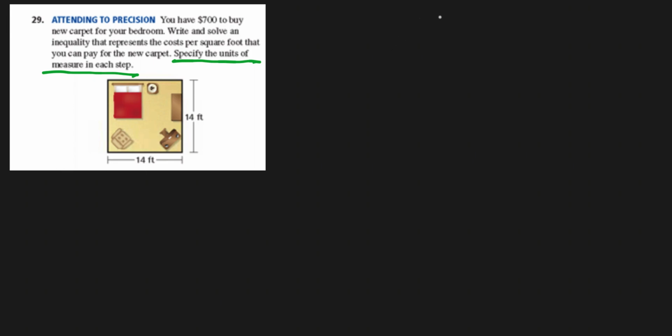Now, first thing I want to point out is that you're buying carpet for this room that is rectangular or square. It is a square, so it's a square shaped room. I don't know if rooms are exactly square shaped, but this one is exactly square shaped. It's 14 feet by 14 feet.